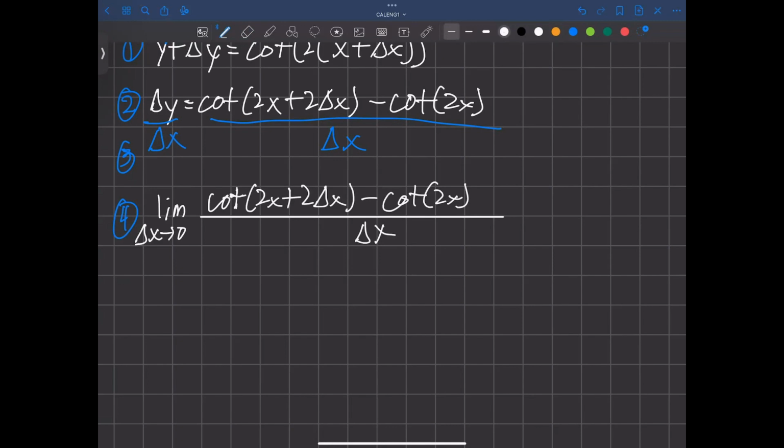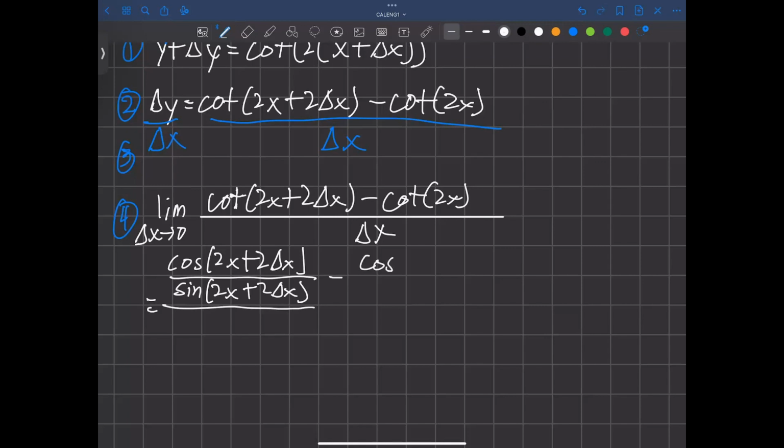First thing that we have to do is to convert everything to sine and cosine, which would give us cos 2x plus 2 delta x over sine 2x plus 2 delta x, minus cos 2x over sine 2x, all over delta x. Next, we have to evaluate this operation. Try to subtract this thing and this thing.